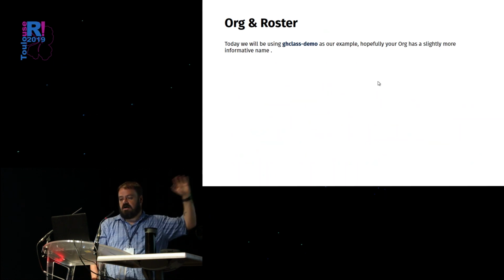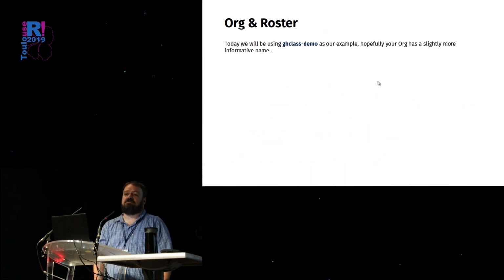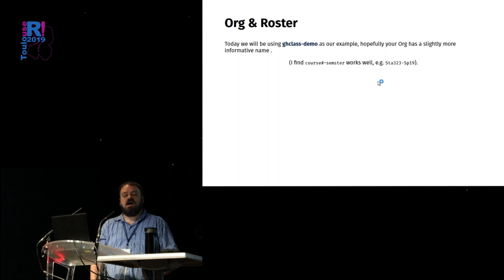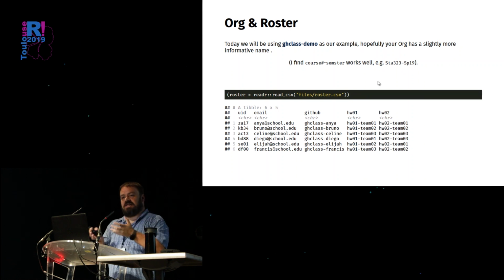Okay, so I'm going to be working through a demo organization I've created for this purpose called ghclass-demo. That's going to show up over and over again in the various function calls. Generally speaking, your org name should be a little bit more useful and memorable to you. I often do course number dash the semester. One of my previous statistical computing courses at Duke, the name is Stat 323 dash spring 2019. Again, plan for multiple courses into the future. You're not going to teach something once. Make sure you don't overwrite things.